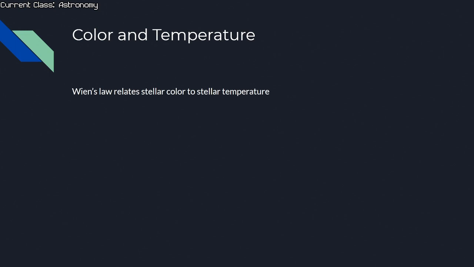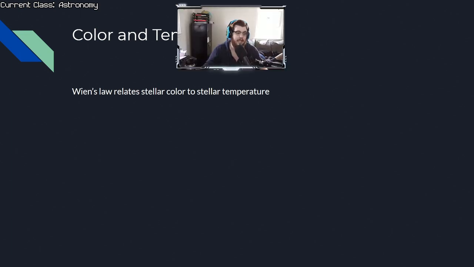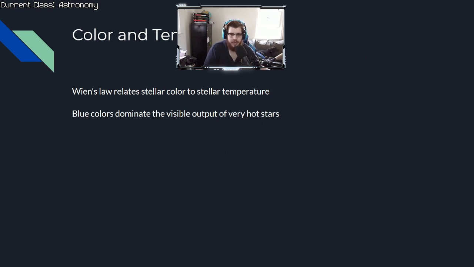Now, this guy named Wien came up with a wonderful law, and we use his law to relate stellar temperature with the color that the star is. So we have blue, which dominates the visible output of very hot stars, and then red happens to be our cold color. It dominates cold stars. I want you to understand a cold star is still hotter than anything you could possibly survive, but it's cold in comparison. So the question is, why is this?